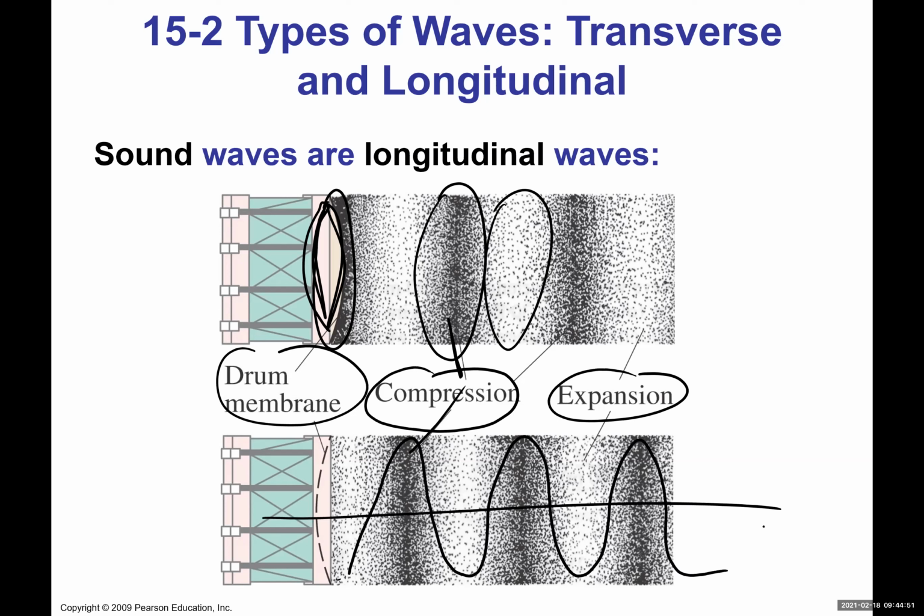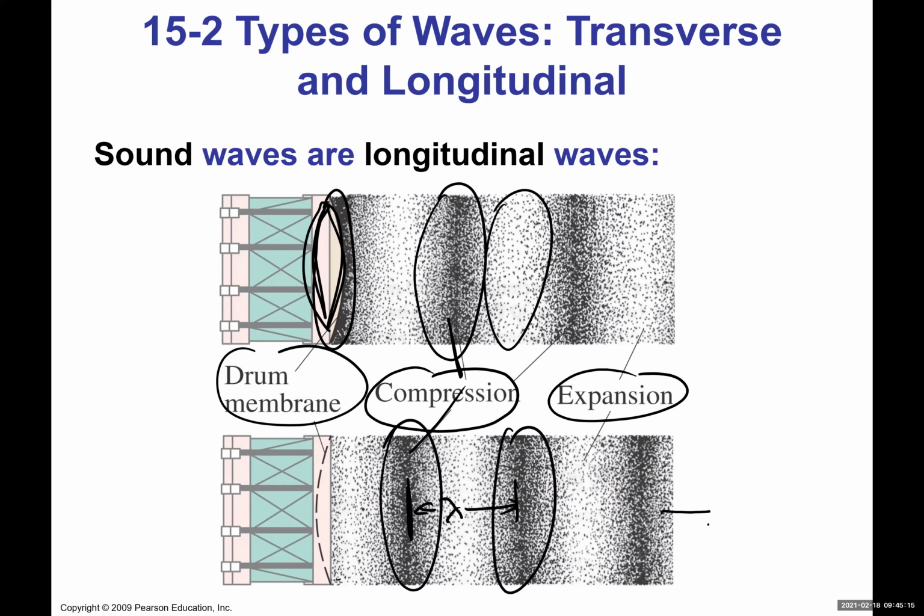So they can model it like that. Wherever you have a compression, that's the crest; expansion, that's a trough. And then you can see the distance from here to there is one wavelength. Going from one crest to another crest, they're all moving with some velocity v to the right. We're going to have another entire chapter on sound waves. That's chapter 16.